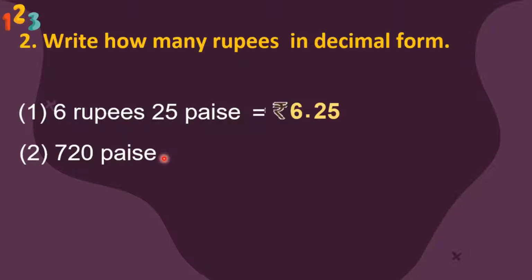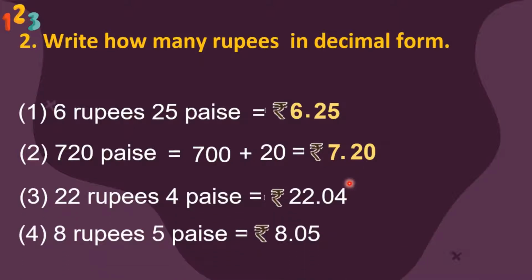One more example we have is 720 paise. This can also be written as 700 plus 20 paise. We know that 1 rupee is equal to 100 paise. So 700 paise is equal to 7 rupees. So we write this before the decimal, and the remaining 20 paise we write after the decimal point. And we read this as 720 paise can also be read as rupees 7.20. Two more examples are shown here for your better understanding.